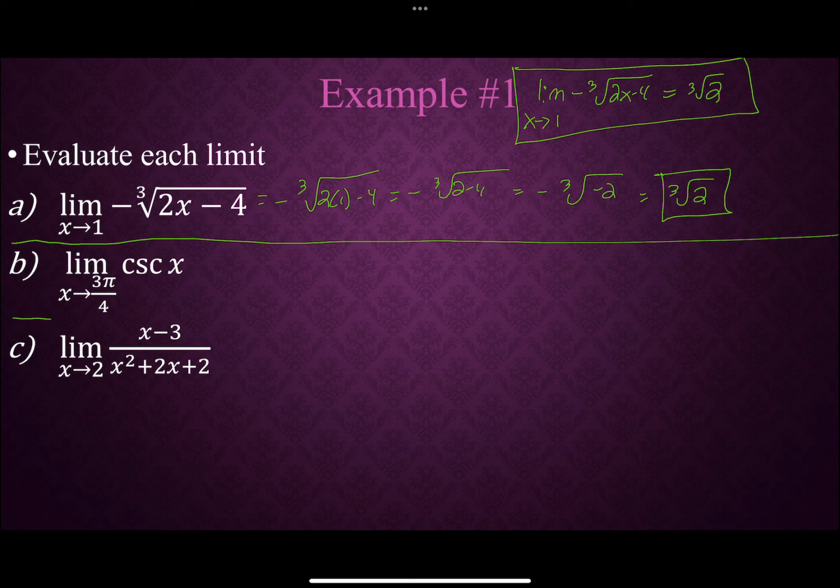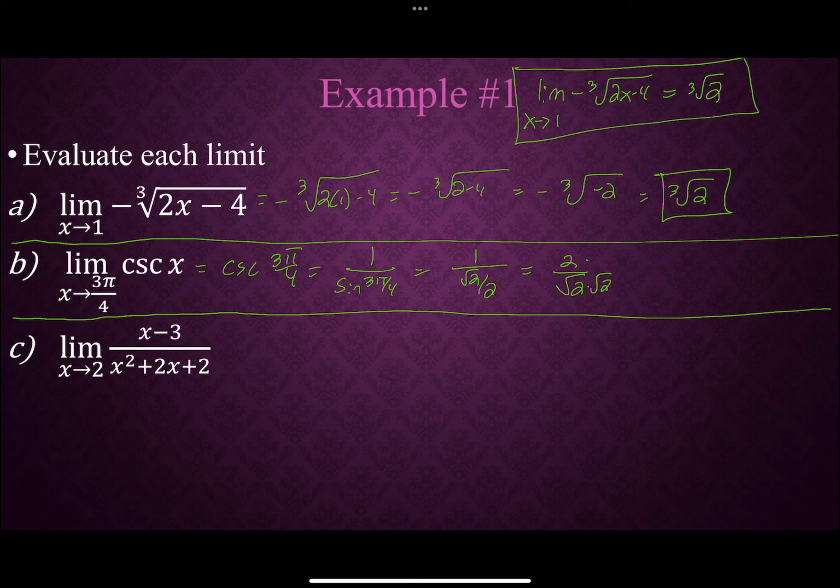For B, we have the limit as x approaches 3 pi over 4 of cosecant of x. So this would be cosecant of 3 pi over 4. If you remember your cosecant rules, great. If not, remember cosecant is 1 over sine. So 1 over sine of 3 pi over 4. That one you should definitely know. Sine and cosine are straightforward enough to make sure you always know those. That's root 2 over 2. 1 over that is simply the reciprocal, and then rationalizing gets us 2 root 2 over 2, which is simply root 2, because the 2's cancel. So with trig limits, just make sure you remember your unit circle information.